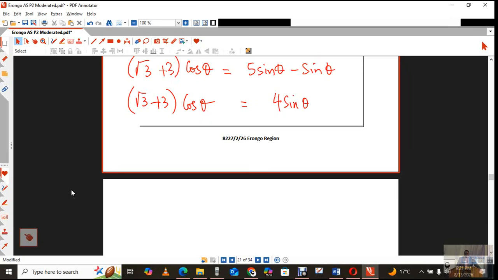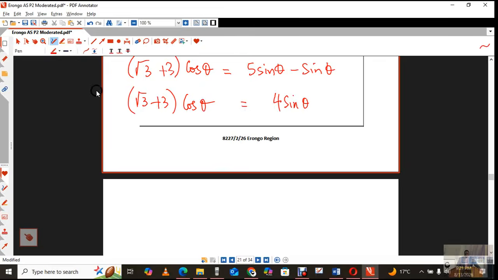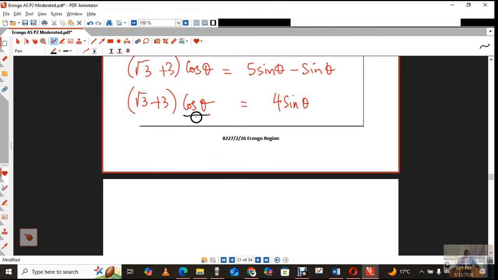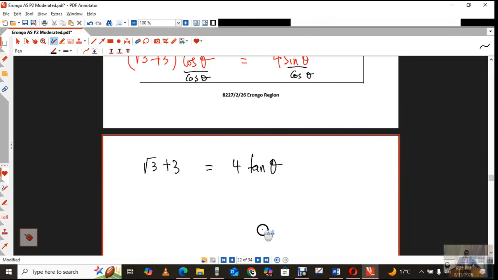So I want to change it to tangent, because it's the only way you can deal with sine and cosine. So I'm going to be dividing here by cos theta. I'm also going to divide here by cos theta. If I do, I'm left with root 3 plus 3 times 1, which equals 4. Sine over cos is nothing but tangent, so I'm going to write here tan theta. Now, let's get that tan theta isolated. So you have tan theta is equal to root 3 plus 3 all over 4.